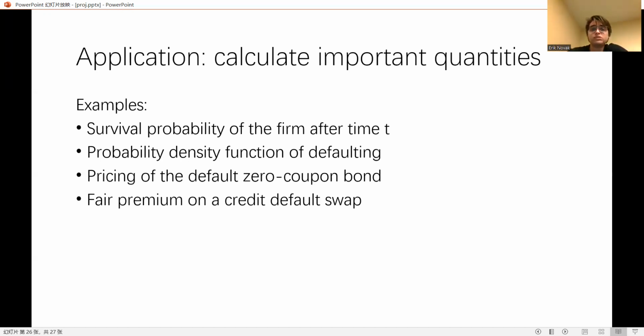And this also allows us to find the ideal value for certain specific financial instruments, like the pricing of the default zero coupon bond, or what the fair premium would be on a credit default swap, the latter being the credit default swap, also known as a CDS, meaning when two traders swap a risk derivative, what would be the premium on doing this swap? So we're able to calculate all these quantities using the jump diffusion Cox-Ingersoll-Ross process as well.